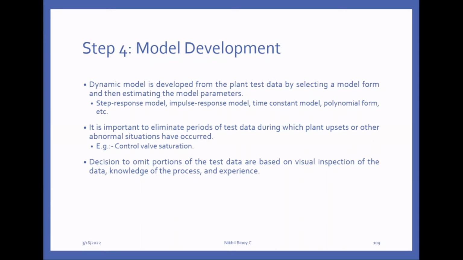Decisions to omit portions of the test data are based on visual inspection of the data, knowledge of the process and experience. So if you are omitting a particular portion, first we have to visually inspect that data. We have to apply our knowledge about the process, and definitely we can apply our experience also. Please note, parameter estimation is usually based on least square estimation.